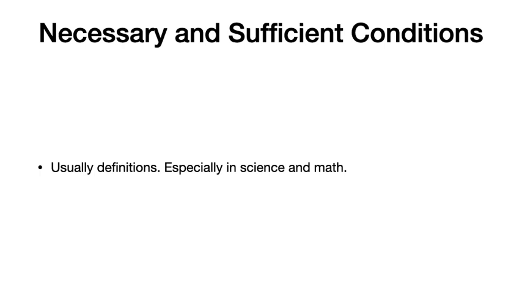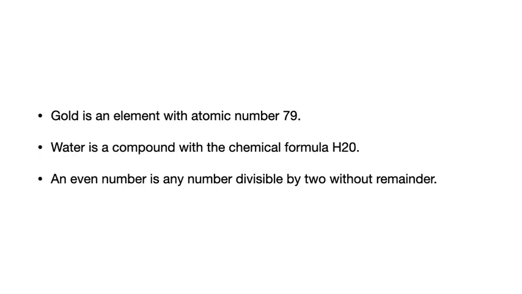Now, you don't see these a whole lot, but it's good to keep them in mind. Sometimes you will see things that are both necessary and sufficient conditions. These usually pop up in definitions, especially definitions in science and math. Here are some examples. Gold is an element with atomic number 79. That is the scientific definition of gold, or at least one of them, right? Water is a compound with the chemical formula H2O. An even number is any number divisible by 2 without remainder.